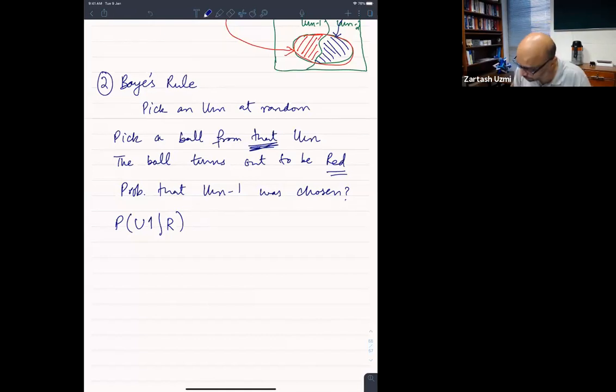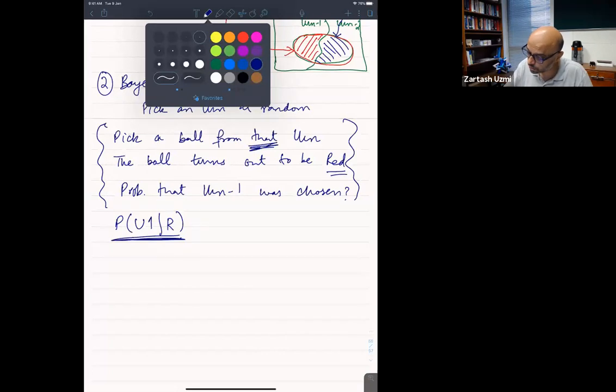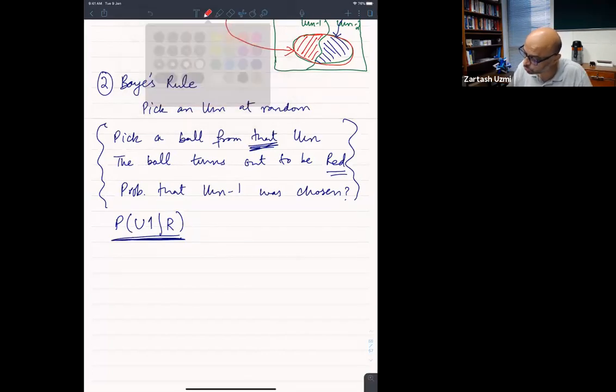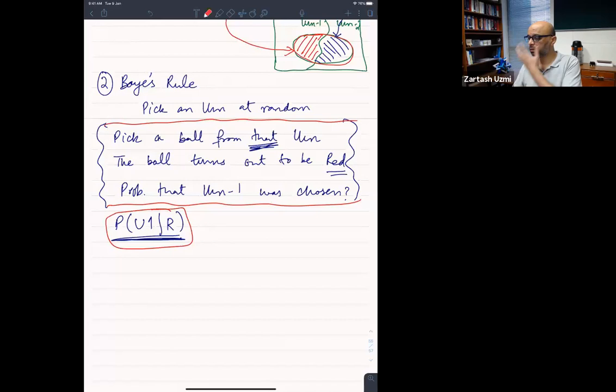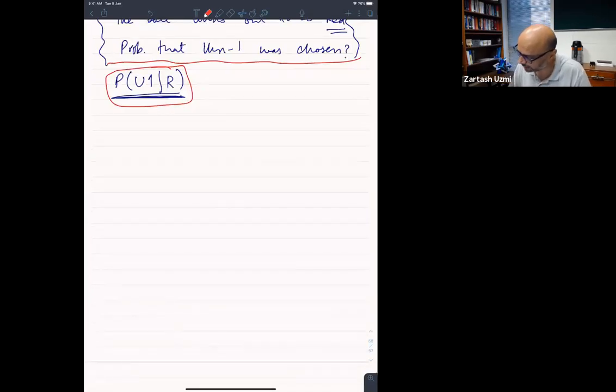Everyone is okay with this conditional probability, that this question is asking us to compute this probability? Everyone is okay with that? We don't know yet how to calculate that. We will quickly. Now, in order to answer this question, I will do some side calculation.